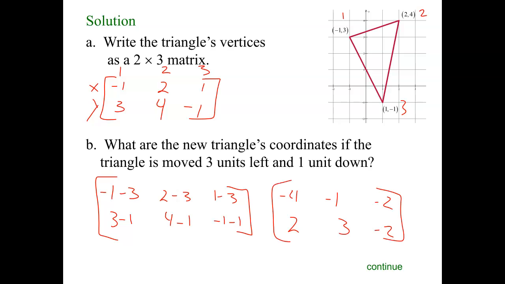So my ordered pairs, I can pop this back into ordered pairs, x over y. -4, comma 2. -1, comma 3. -2, comma -2. Those are about here, and -1, 3 is here, and -2, -2 is here. There's my new triangle, shifted left and down. Perfect.